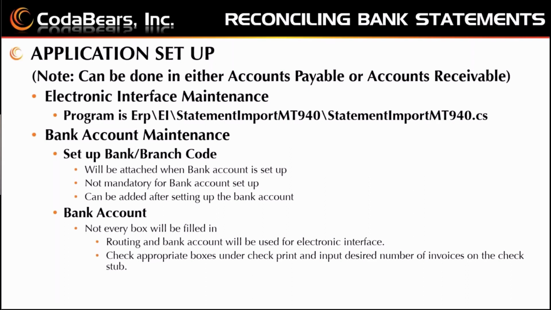Next, we want to set up our bank account maintenance. The first thing we have to do is set up a bank and then a branch code. It's going to be attached when the bank account is set up. It's rather unique in that the only things in this category are the name of the branch, the number of the branch, and that's about it. It's not mandatory, but it is recommended to set it up first because you do pull it in when you set up a bank account. However, it can be added after setting up the bank account. So you don't need it for setting up the bank account, but it's just handy to do it first.